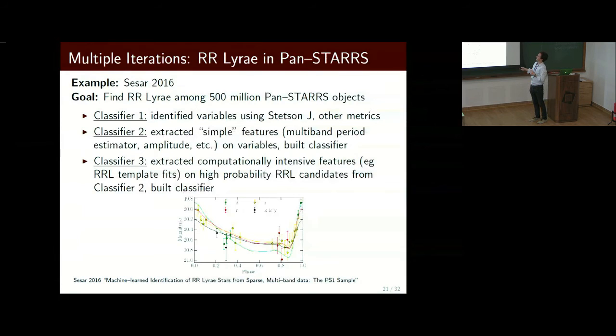the sources which are likely to be RR Lyrae in classifier 2, then you have a much smaller set of objects, and then you can compute some of these very computationally intensive features just on those objects. So those would be things like these template goodness of fit measures from these template fits. And at this point, you're really only computing those computationally intensive features on maybe 100,000 or so objects, a few 100,000 of these 500 million, which you've identified as being likely RR Lyrae candidates.